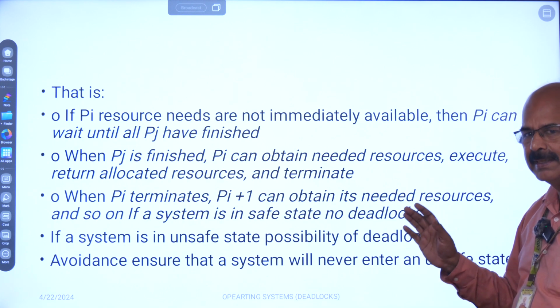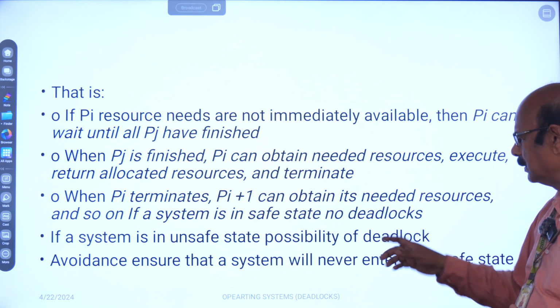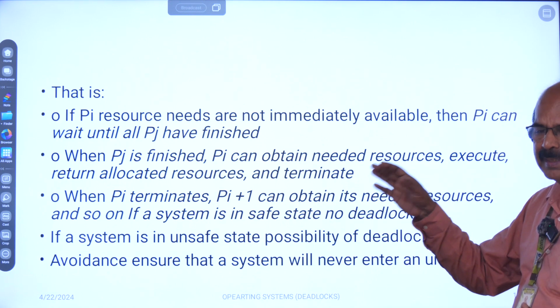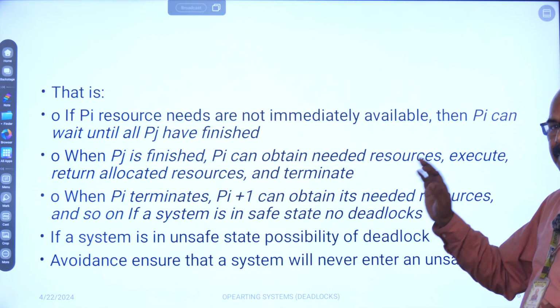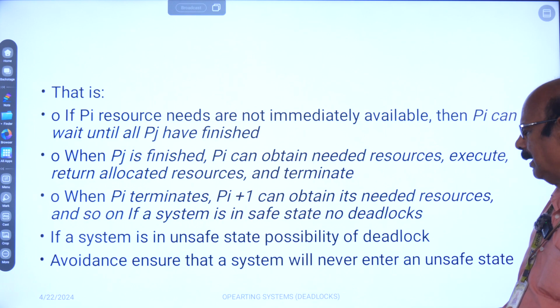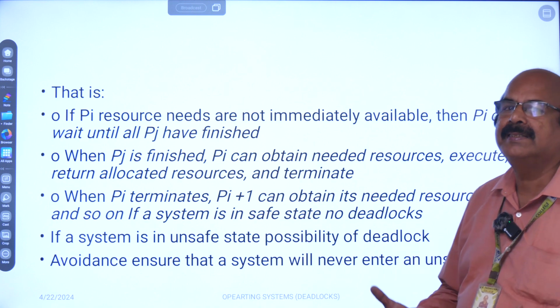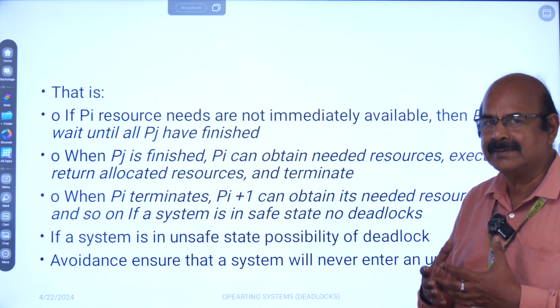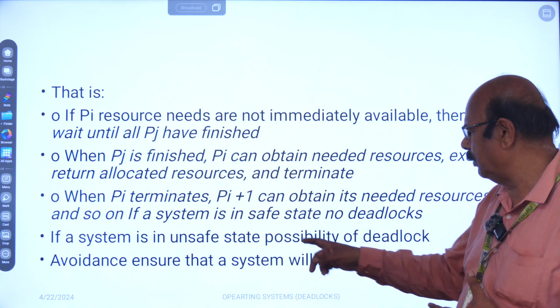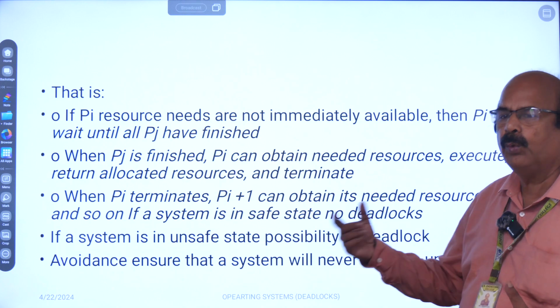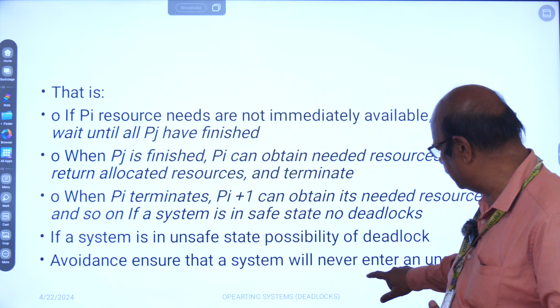Whenever it is in a safe state, there won't be any deadlock. If it is in an unsafe state, there will be more chances of deadlock happening. So avoidance ensures that the system will never enter an unsafe state. That is the importance of deadlock avoidance: the system will never move to the unsafe state.